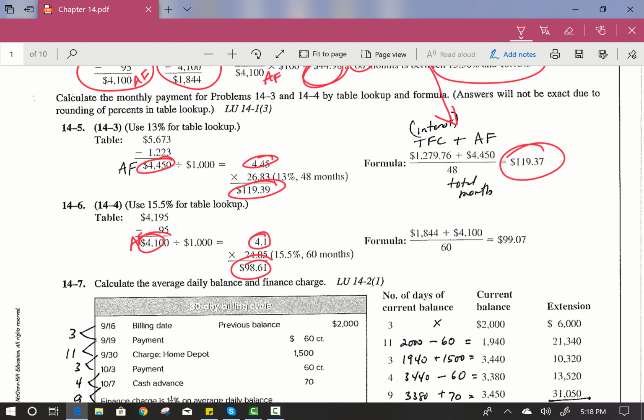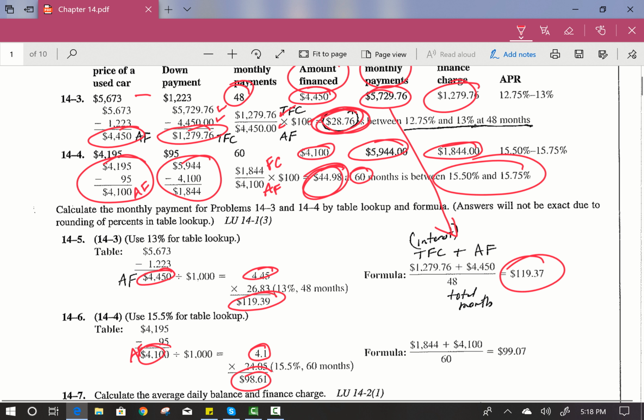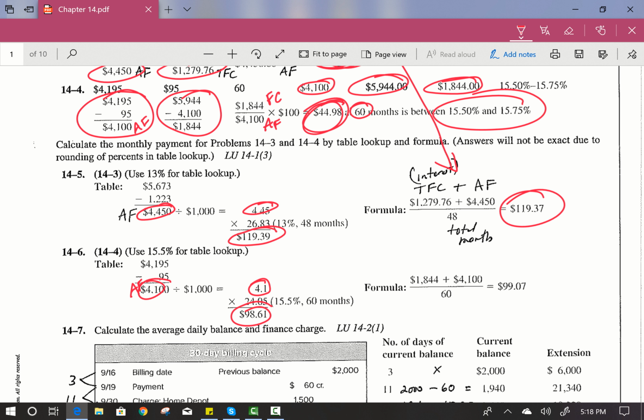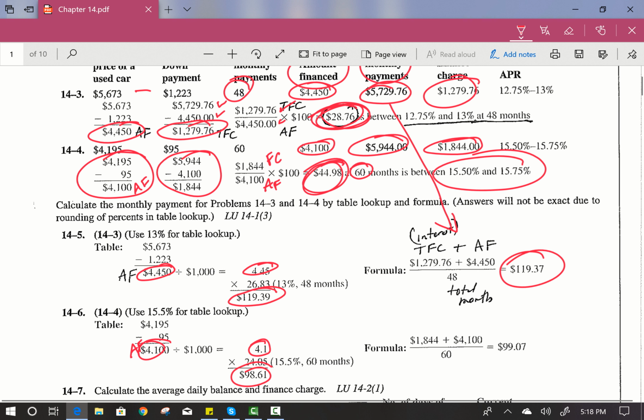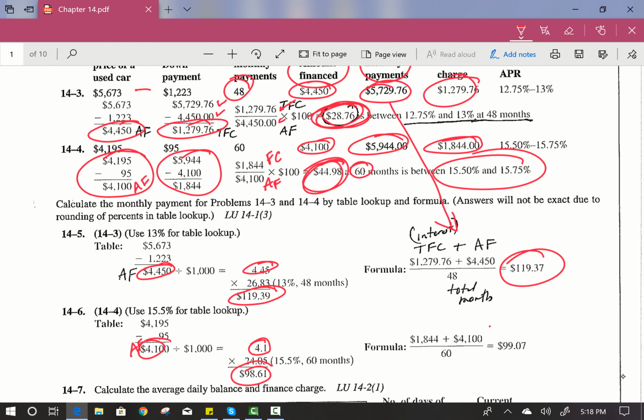Okay, then we take our total of all of our monthly payments right here of $59.44. If we add those together right there, $4,100 plus $18.44, that would give us a total of our monthly payments of $59.44. But actually that $4,100 is your amount financed plus your finance charge, which will equal the total of your monthly payments, and divide that by the number of payments that you're making of 60, and that will give you your monthly payment of $99.07.